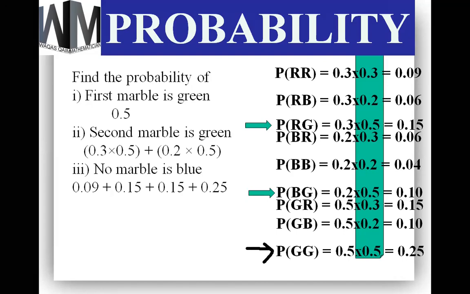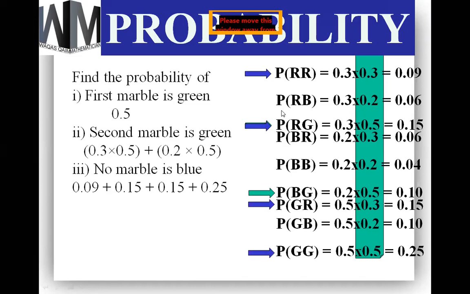Okay, no marble is blue. So for no marble is blue, we are going to consider these cases, these three blue cases. So in these three blue cases, all the marbles are of other colors, either red or green, but not blue. So this should be the result. Any confusion with this one?